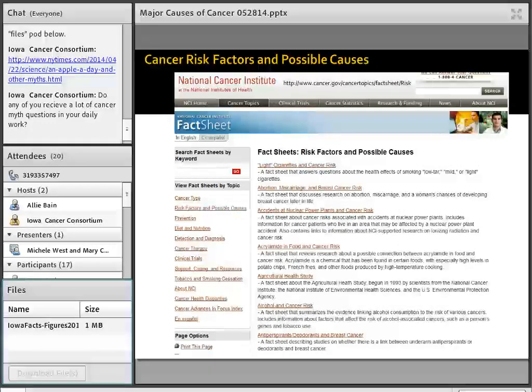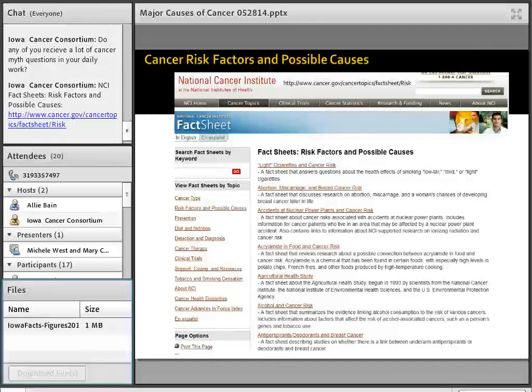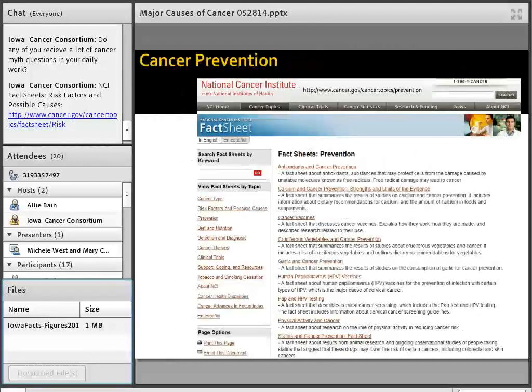So here, this National Cancer Institute website talks about cancer risk factors and possible causes. They have a lot of the main ones you hear about, and they give examples of studies that are out there and the strength of the evidence, and give a nice breakdown of those things. There's also one for cancer prevention. You hear a lot about different things that may or may not help prevent cancer.